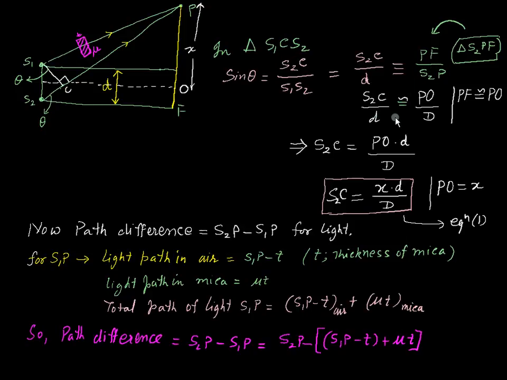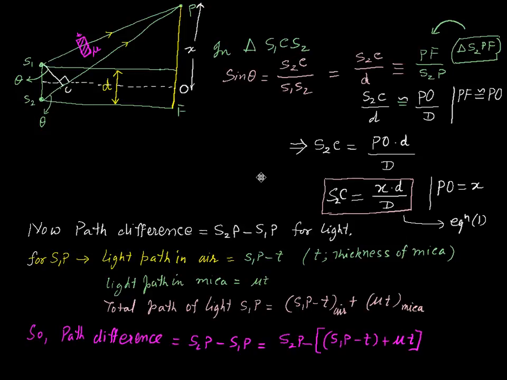So S2C upon d is almost equal to PO upon D. We are putting PO instead of PF, and S2P, that distance you know, is capital D. Putting this value and rearranging the terms, we find the distance S2C, which is basically the difference between the two light rays, equal to PO times d upon capital D. If PO is denoted by small x, then S2C will be equal to x times d upon capital D. This is equation number 1.